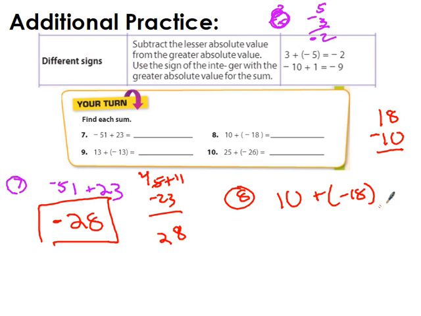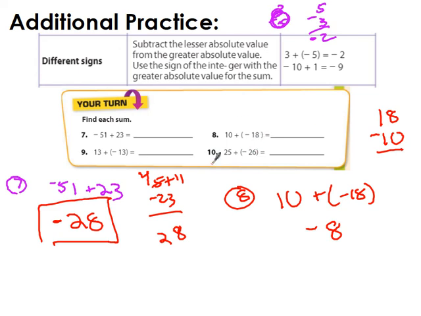I know it's set up as 10 and 8, 10 was the first number, but it doesn't matter what order I subtract in. I mean, it does matter, because the order I subtract in has to be the smaller number being subtracted from the larger number. And then I also have to look, is my answer going to be positive or negative? Well, my answer has to be negative because I have more negatives than positives. So my final answer will be negative 8.